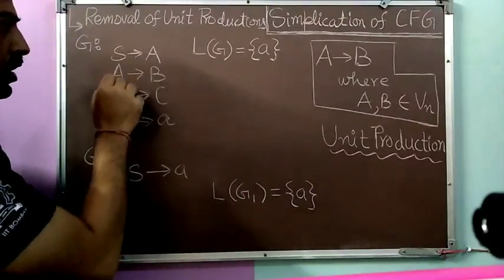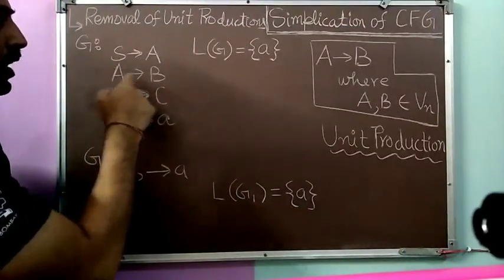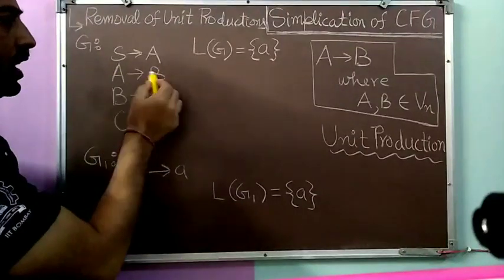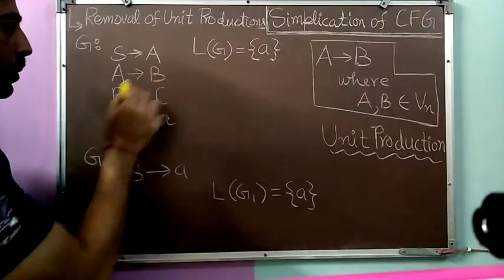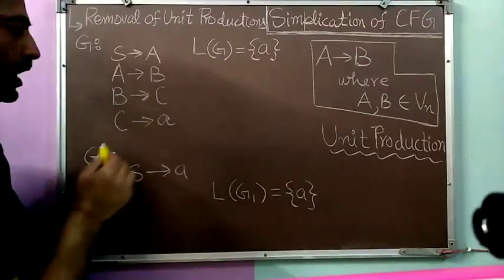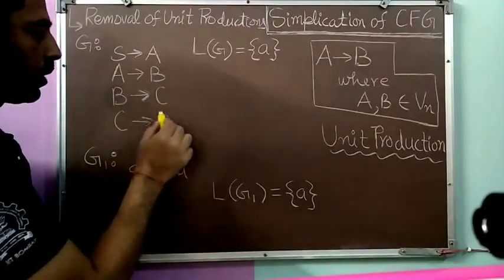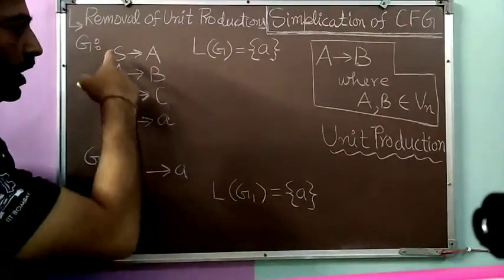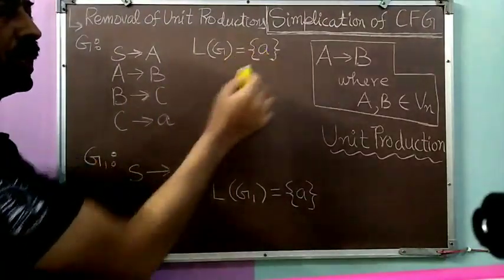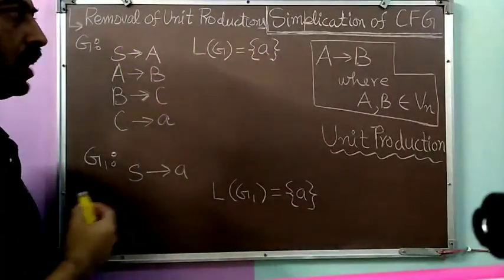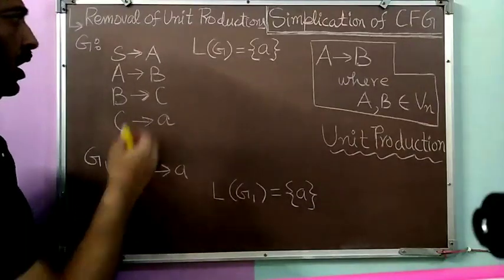Then for A productions, we are bound to take this production A to B. So A will get replaced by B. Then B will get replaced by C, and then C will be replaced by small a. So in this manner, from S we will be deriving only a single word, a. Nothing else can be derived. So such a simple language it is.